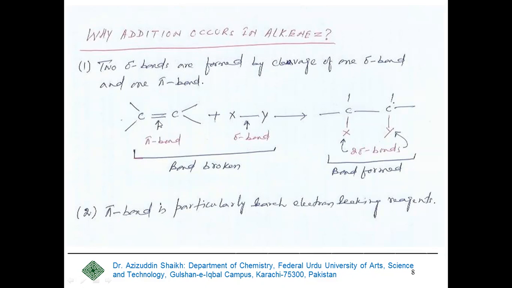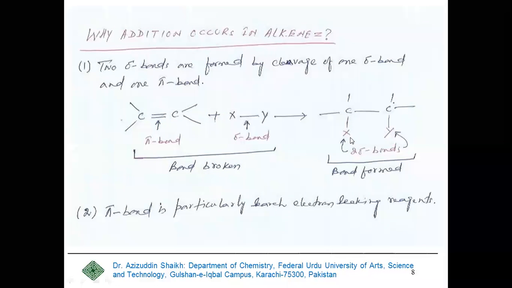So this is the alkene, one pi bond is broken, and in the XY molecule, the sigma bond is broken. Two bonds are broken, pi bond and sigma bond, and two bonds are formed, CX, one sigma bond, and CY, another sigma bond. The two sigma bonds are formed.